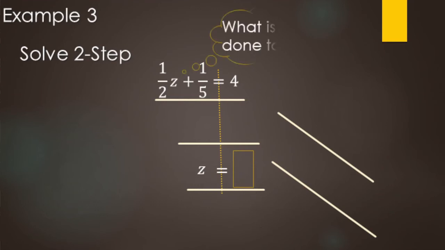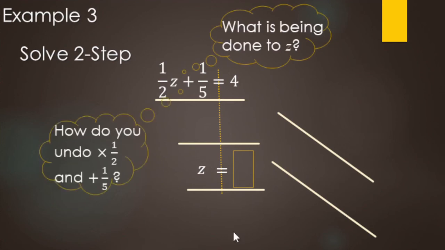So the steps are going to be the same. We're looking at what is being done to our variable. Well, in this case here, it's being multiplied by 1/2 and added by 1/5. So we're going to undo multiply by 1/2 and add 1/5. So how do we undo add 1/5? With a subtract 1/5 to both sides. So the left side is 1/2 z plus 1/5 minus 1/5. Well, the plus 1/5 minus 1/5 just goes to 0. So we got 1/2 z plus 0 is just 1/2 z equals, now we got to do 4 minus 1/5.